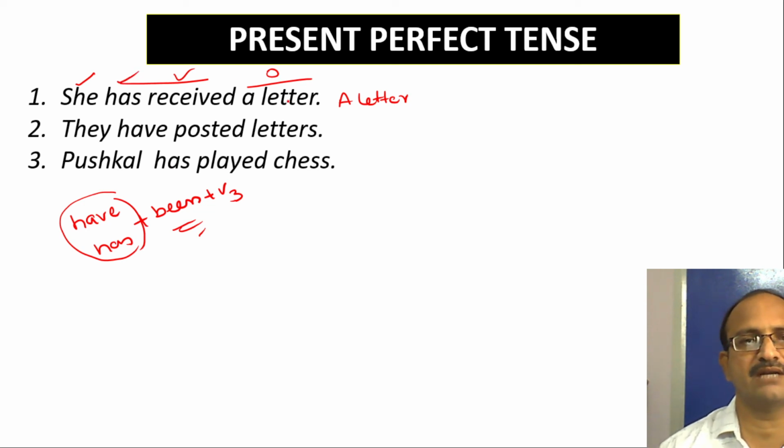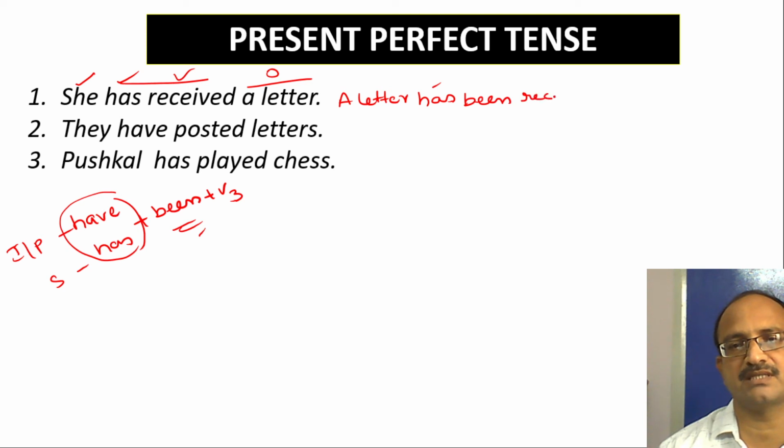So according to that, since a letter is singular, you take has. You know, have for I and plural, has for singular. For example, if it is letters, you can write have. So what is the new word we have to add here? Been. Received is the V3 form. By, she turns into her. That is the passive voice.